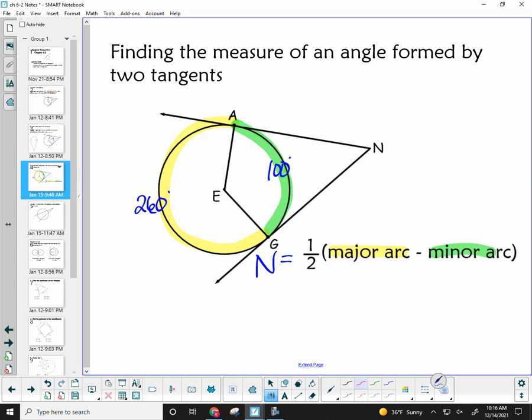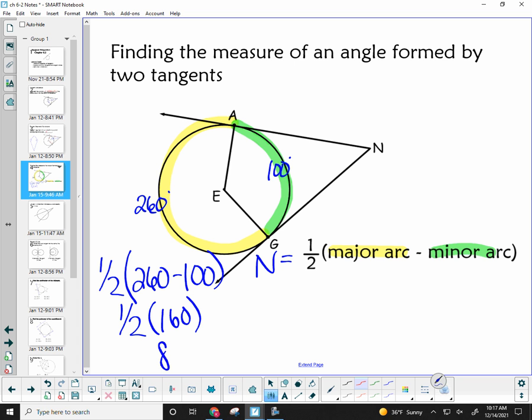Is that okay? All right, so now if I use my formula, I would have 1/2 of my major arc, which is 260, minus my minor arc, which is 100. So I really want 1/2 of 160, which is 80 degrees. Okay, so the math there is not difficult.